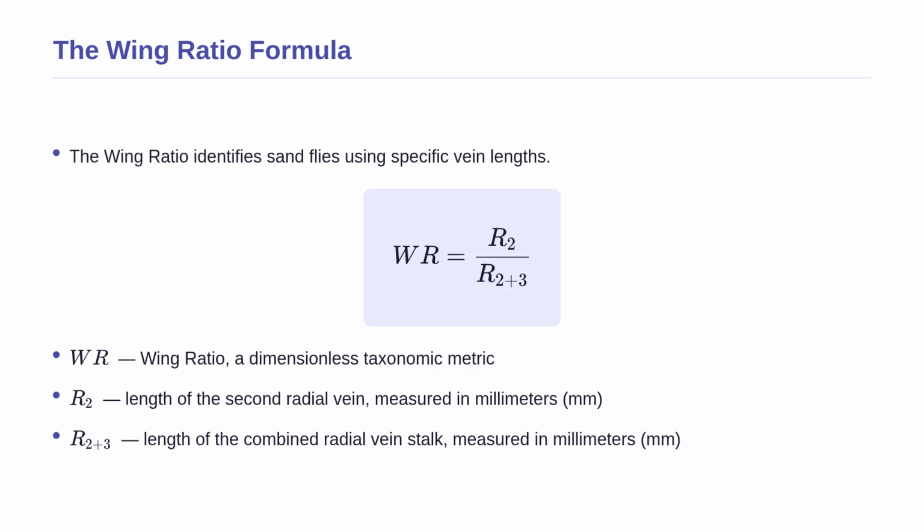R2 represents the length of the second radial vein on the insect's wing, measured in millimeters. R2+3 represents the length of the combined radial vein stalk before it branches, also in millimeters. If the R2 vein is significantly longer than the stalk, the ratio increases, which is a key indicator for certain dangerous subgenera.